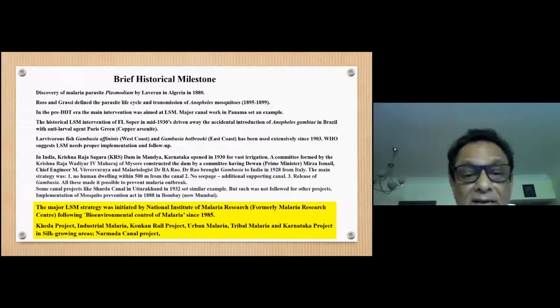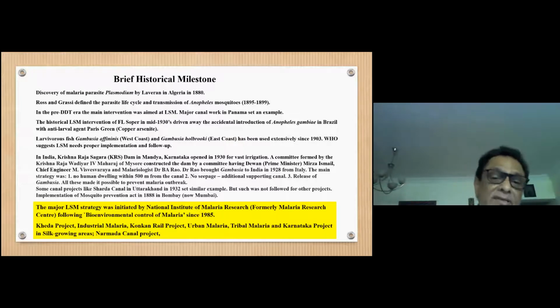And under that, there are flagship projects like the KEDA project, industrial malaria in Haridwar. For example, there's fly ash: just fill up the ditches and all these breeding sources with the fly ash, and it eliminated malaria. Konkan Railway, Goa, they did it. Urban malaria like Chennai and many others, and tribal malaria. And Karnataka in the silk growing area where I worked, with the use of larval fish, and the Narmada Canal project, some of the flagship projects, and very good results I have cited here.